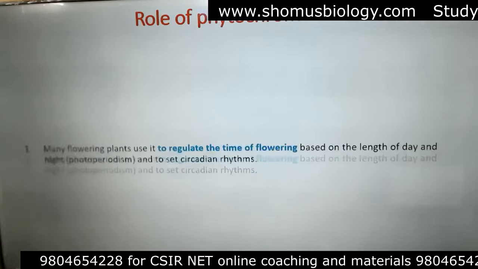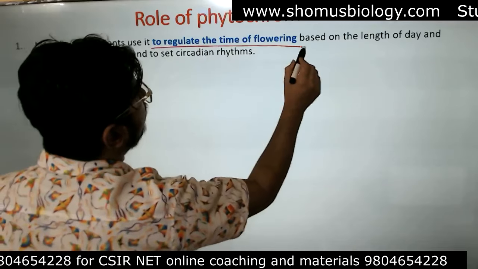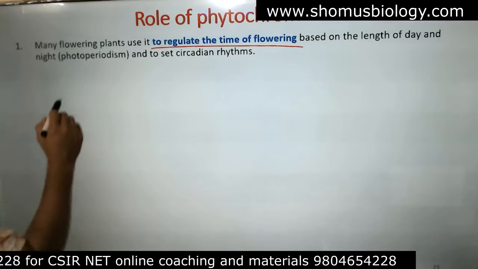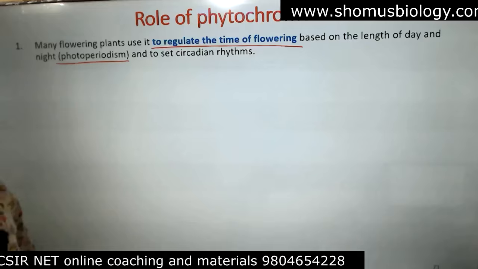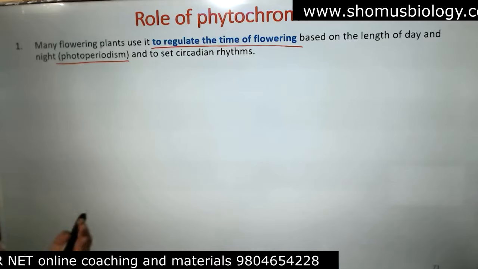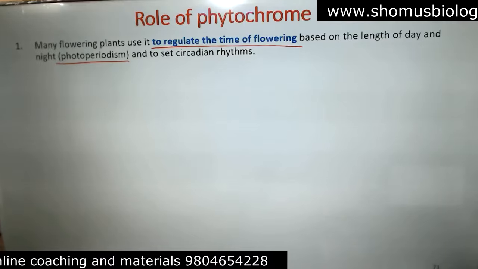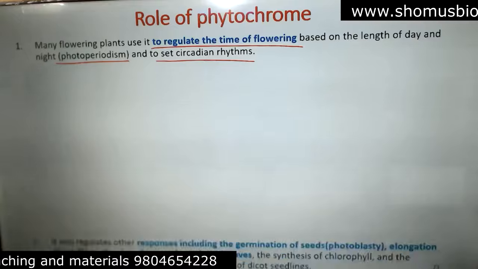So what is the role of phytochrome? I already told you. Many flowering plants use it to regulate the time of flowering based on the length of the day and night, which is known as photoperiodism. So what is photoperiodism? It is the length of the day and night, and how the length of the day and night reflects the flowering event in the plant. And it sets a circadian rhythm.